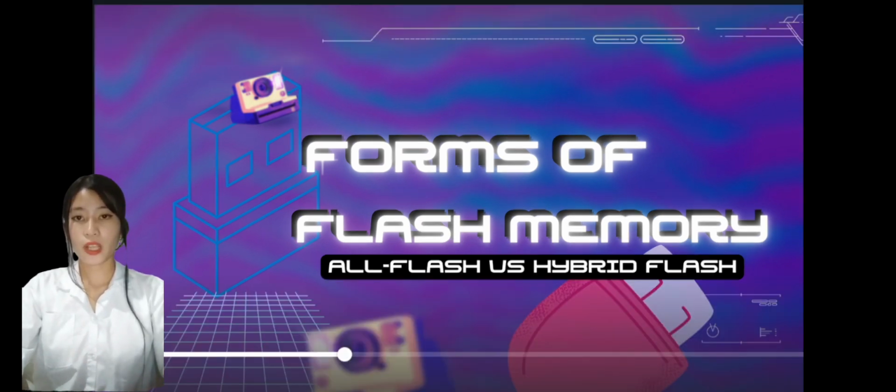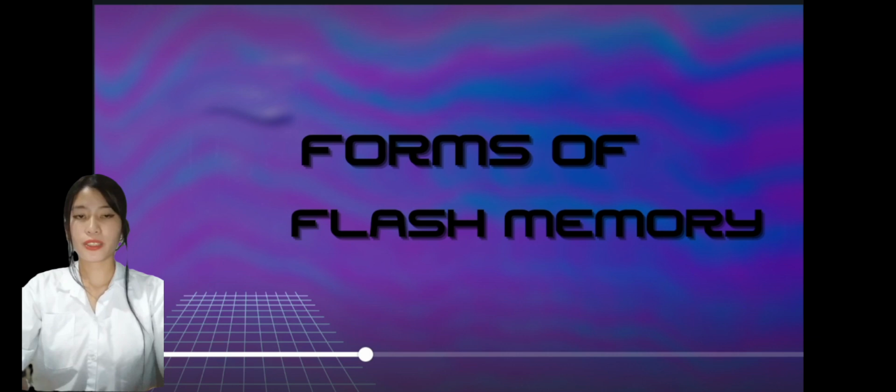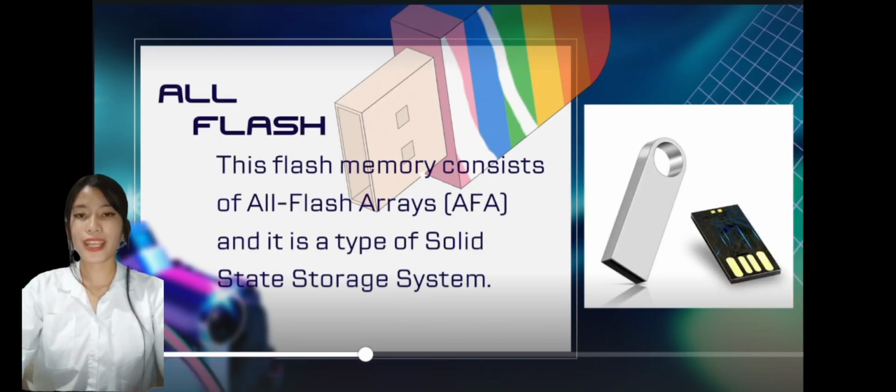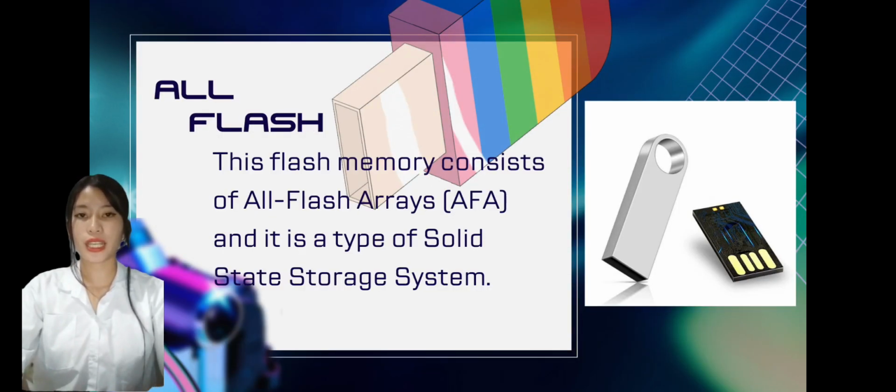So the first one is all-flash. This flash memory consists of an all-flash array or AFA and is a type of solid-state storage system. All-flash is also known as a solid-state storage system or solid-state array. It is an external storage array that uses only flash media for persistent storage.